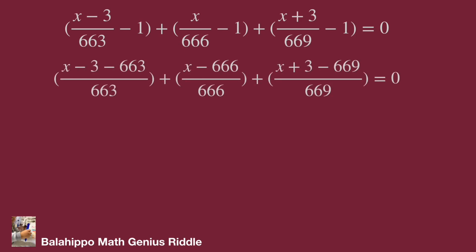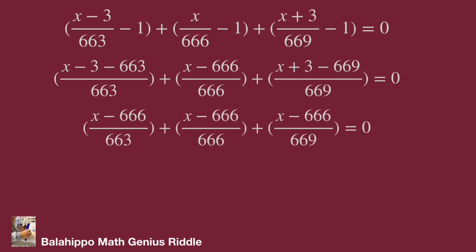Reduce to common denominators, then simplify. We get (x - 666)/663 + (x - 666)/666 + (x - 666)/669 equal to 0.